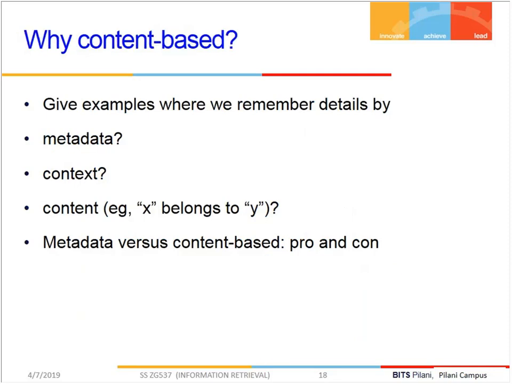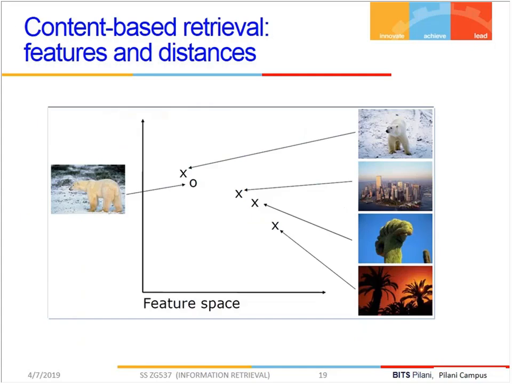Because I told you that metadata gathering is very difficult, that's why we proceed to content based information retrieval. So how does content based multimedia information retrieval work? Suppose you have an image. This is an image of a polar bear in an icy background. Instead of gathering the metadata about this polar bear and then matching it with the metadata of the document images, we do the other way around.